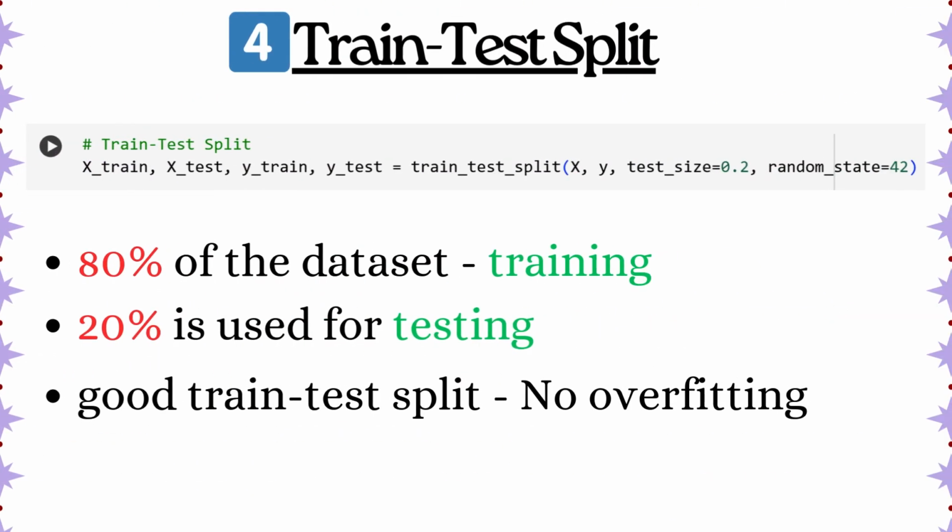4. Train test split. Next, we split the data into training and testing sets. We'll use 80% of the data for training and 20% for testing. This ensures our model is evaluated on unseen data. Concept. Splitting the data helps prevent overfitting by ensuring the model's performance is validated on independent data.